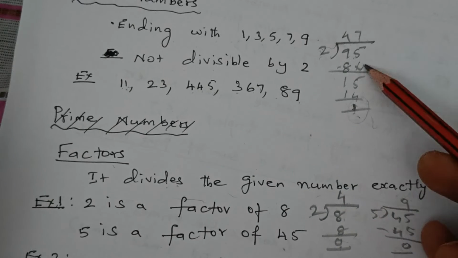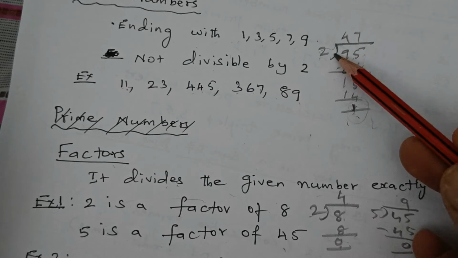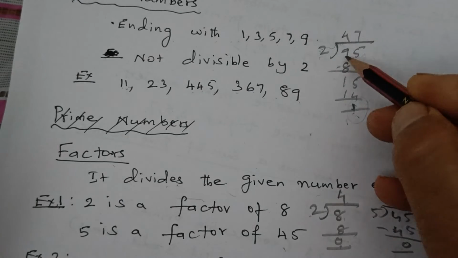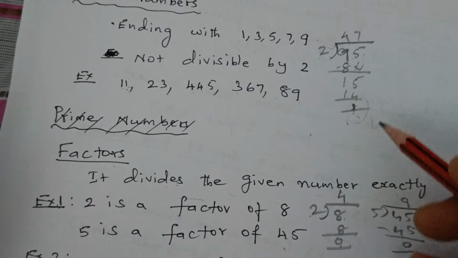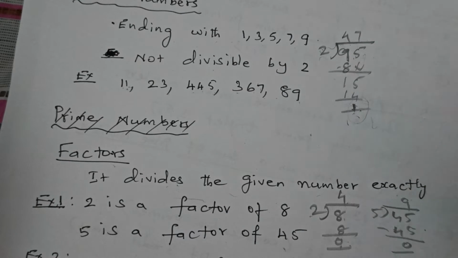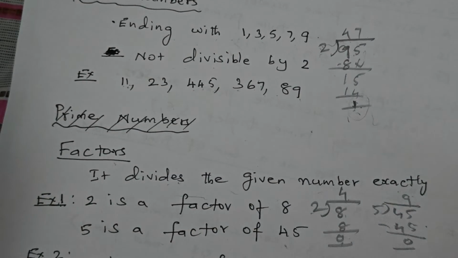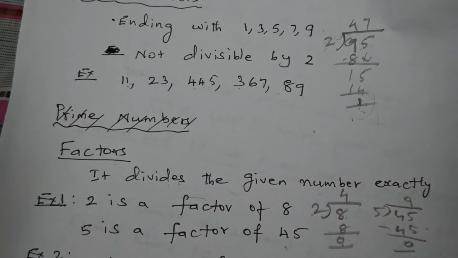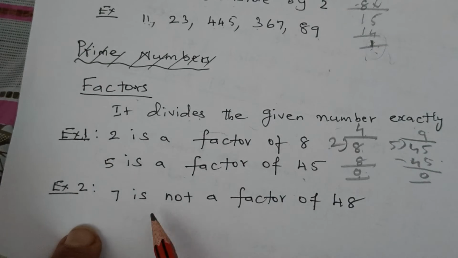Okay. What can you say about this? Is 2 a factor of 95? No, 2 is not a factor of 95 because the remainder is not 0. The other way of telling is 95 is not divisible by 2, or 2 is not a factor of 95. Both mean the same.